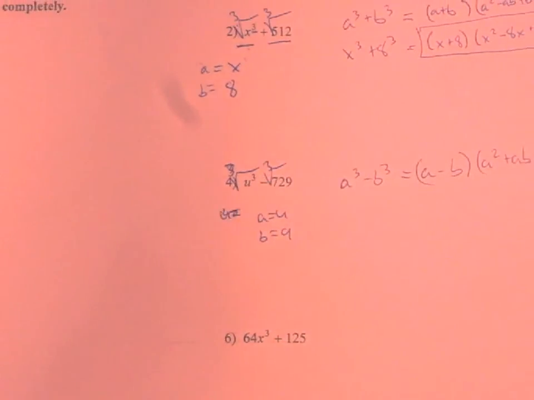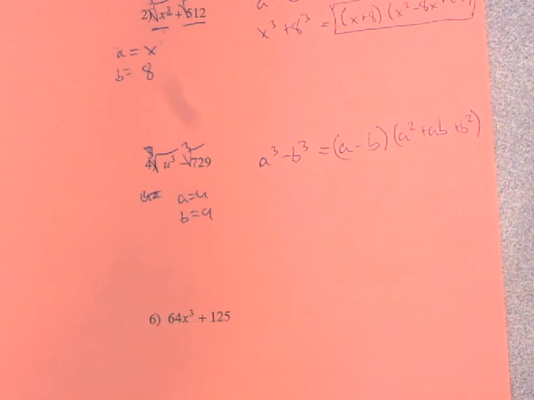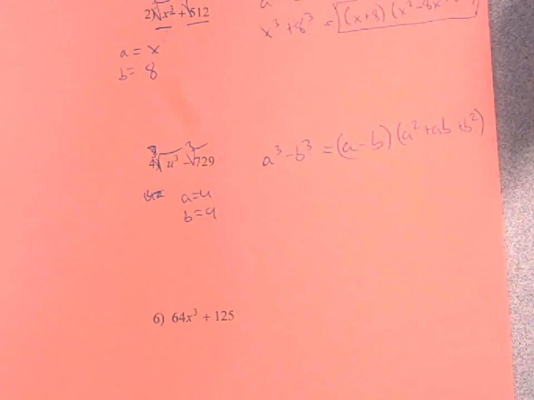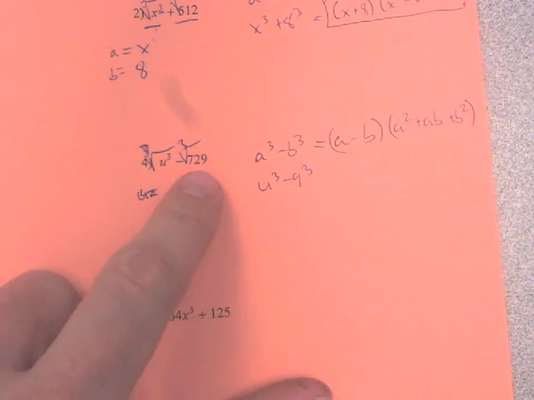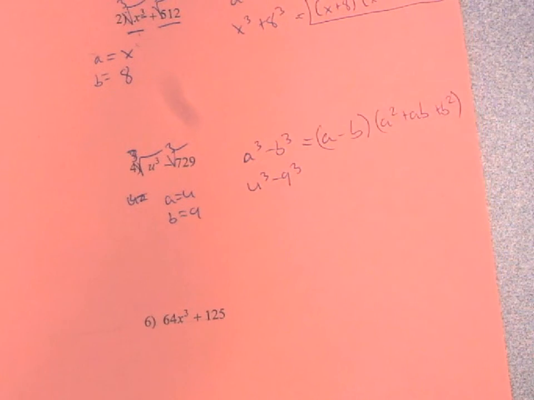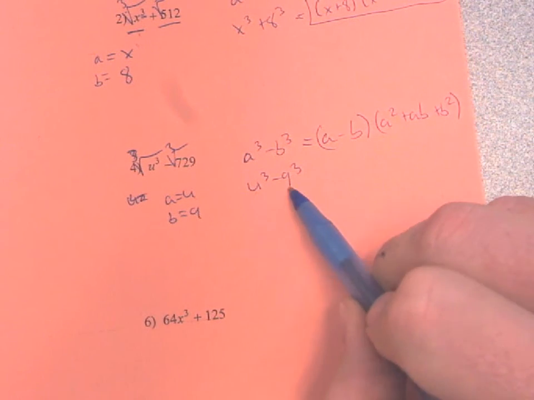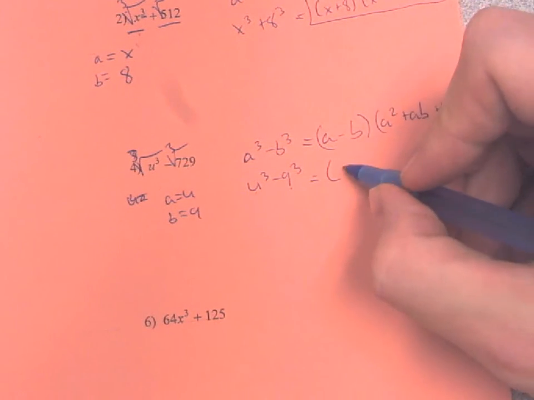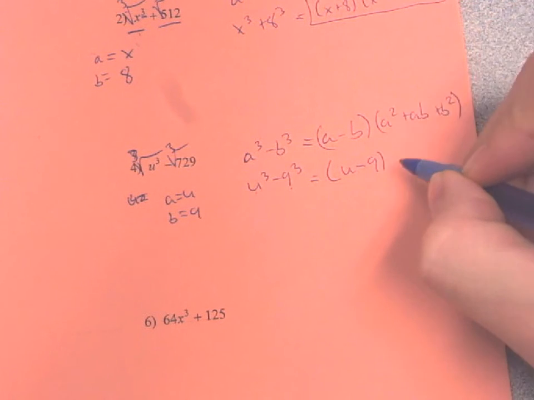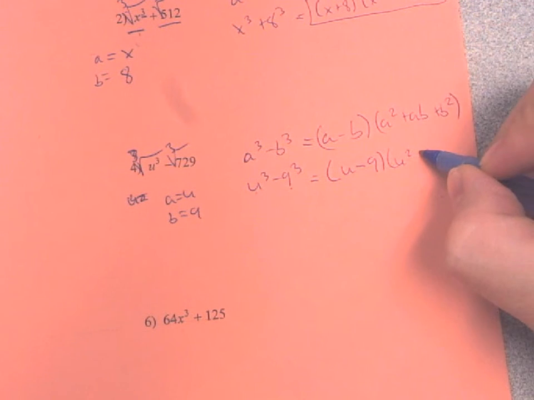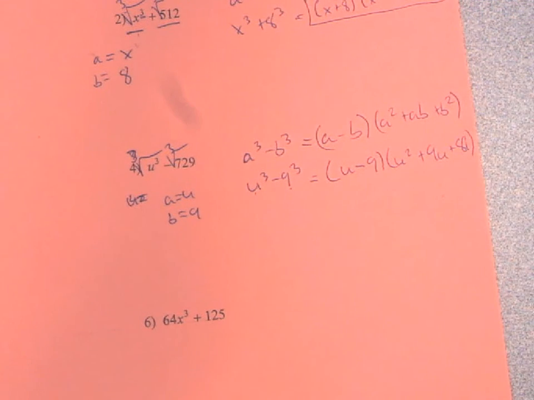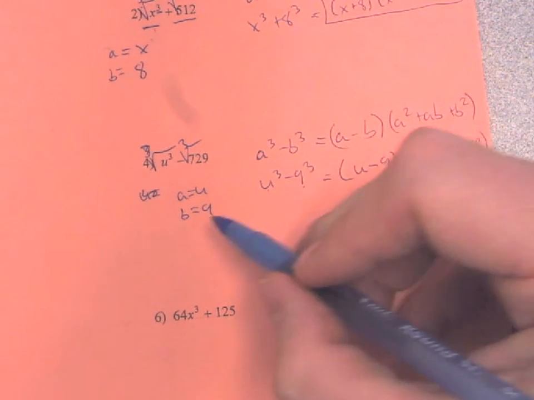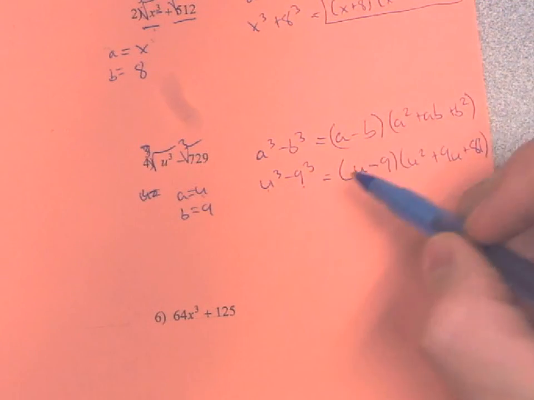All we're going to do is fill out this template, and replace all the a's with u's and all the b's with 9s. Because really what we have when you see u cubed minus 729 is u cubed minus 9 to the third, because 729 is just 9 to the third. So the pieces that we're using here are u and 9. So we have u minus 9, u squared, plus 9u, plus 81, which is 9 squared. That's it. You just take these two and replace them in the template.